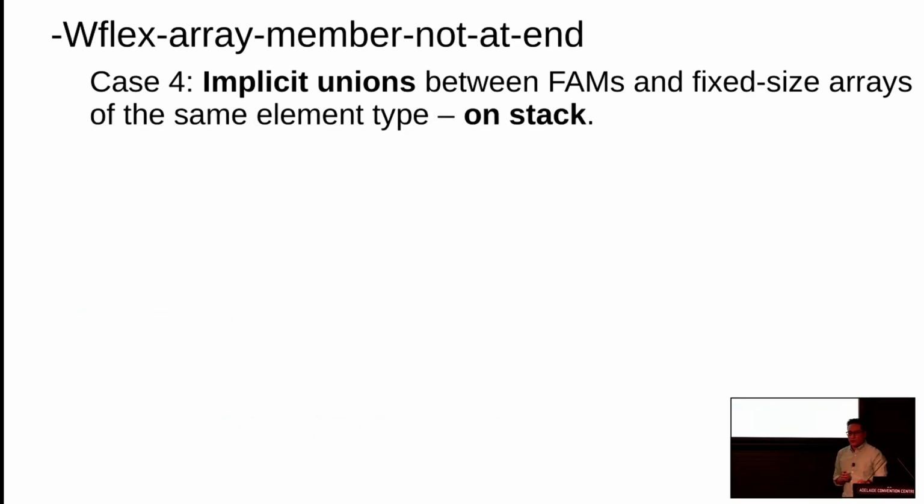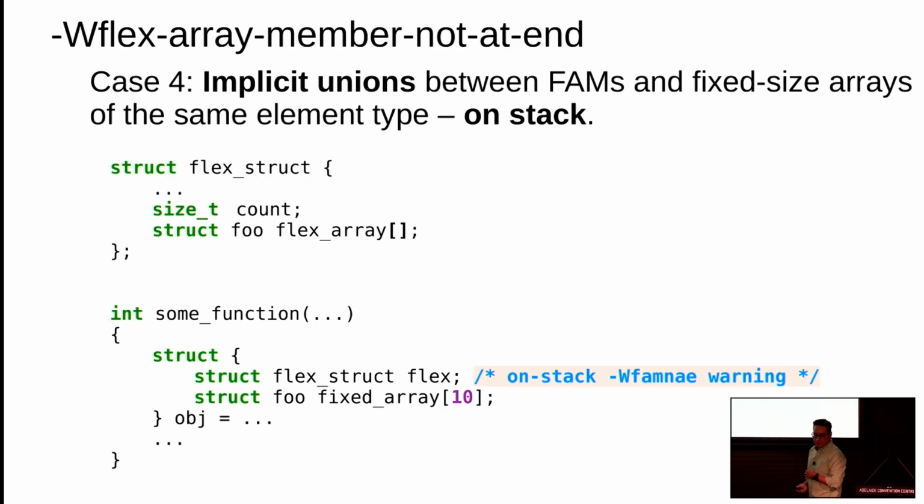Okay, case number 4. Case number 4 is quite similar to case number 3. However, this is on stack. So here's an example. We have here, again, our flexible structure and our flexible array member. And at the bottom, we have our fixed size array. And the type of the fixed size array is exactly the same type as the flexible array member. So yeah, the compiler complains that here we have a flexible array member in the middle of this structure on stack, right?